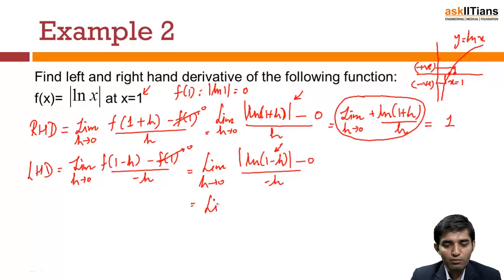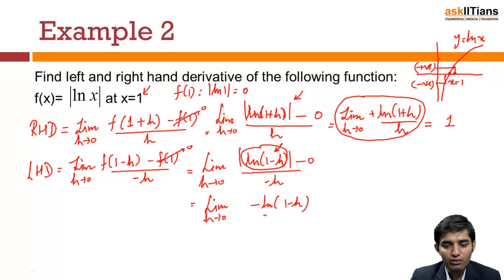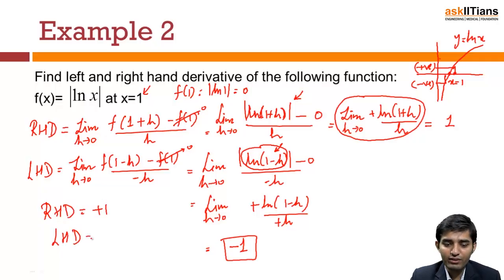So if I open this mod with a negative sign, because ln of 1 minus h is negative, this quantity is negative. If this quantity is negative, I will have to multiply by a minus sign so that it becomes positive, right? So minus of ln of 1 minus h divided by minus h. So this minus minus will get cancelled, and this is again a standard limit, so this limit will be equal to minus 1, right? So here in this case we have seen that the right hand derivative is equal to plus 1 and the left hand derivative is equal to minus 1.